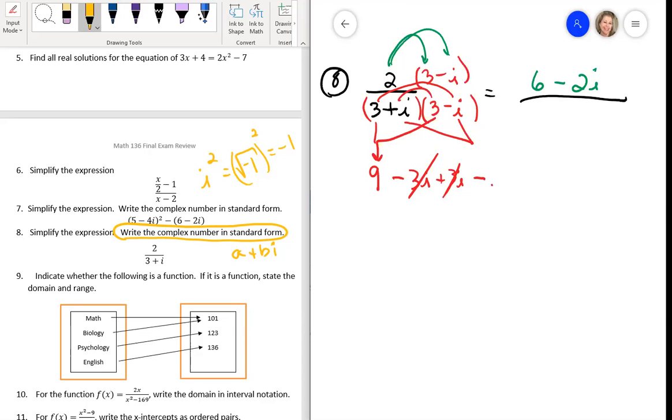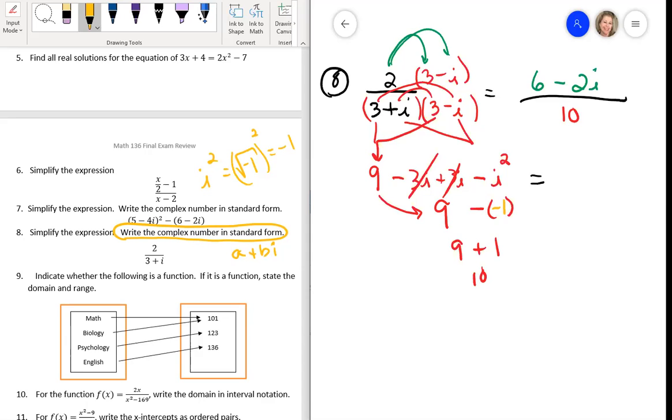And i times i is an i squared. But i squared is really -1. So what I really have down here is 9 minus -1, which is 9 plus 1, which is a 10. So my denominator is a 10. And then I have to make it look pretty. It has to be in the a plus bi form.